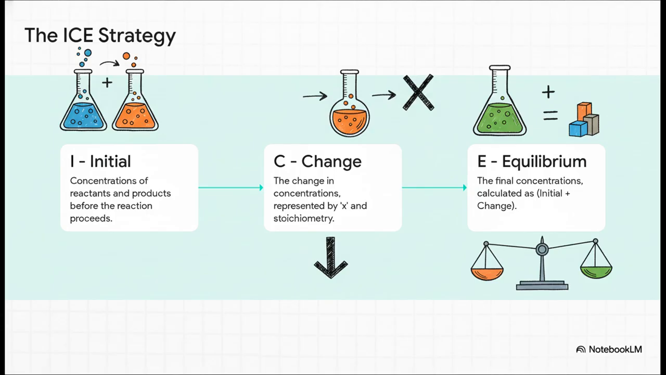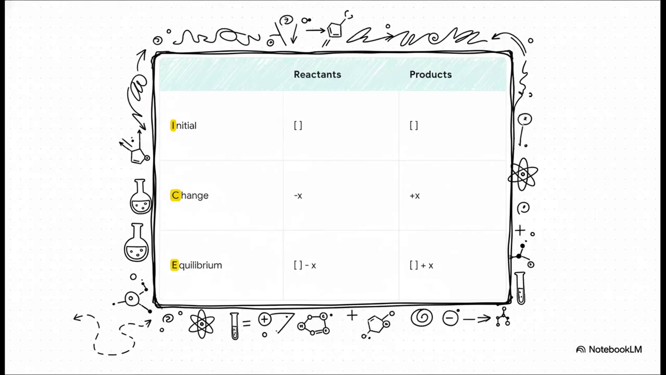ICE. I stands for initial, what you're starting with. C is for change. That's where our buddy X comes in. And E is for equilibrium. You just add the first 2 rows together. Simple, right? And this is what it looks like in the wild. Just 3 simple rows: initial, change, equilibrium, and a column for every chemical in the mix. Trust me, this little grid is about to become our best friend for solving some seriously tough problems.